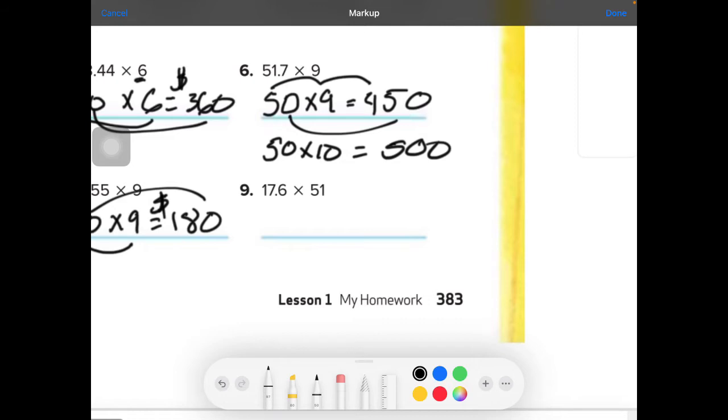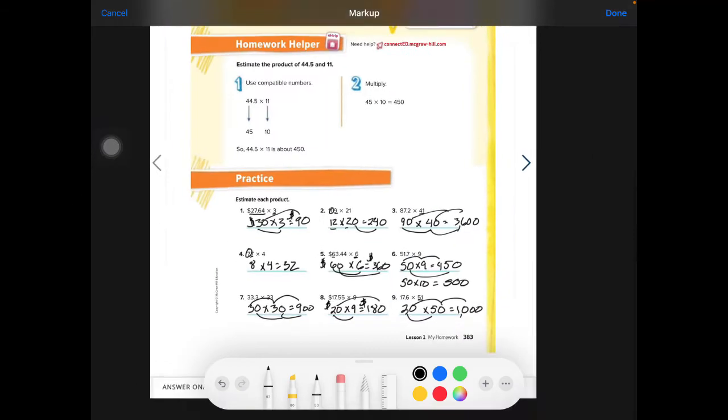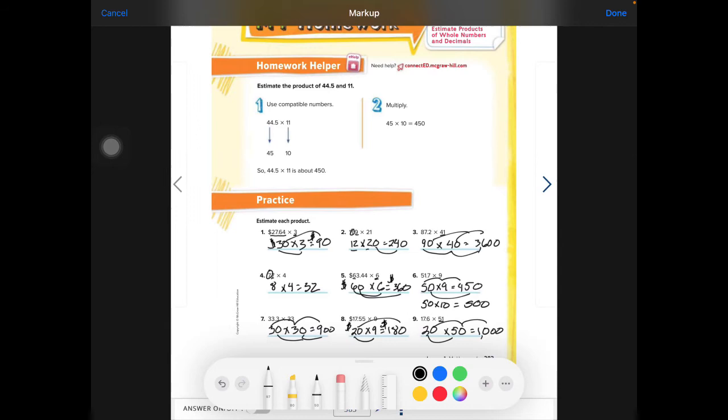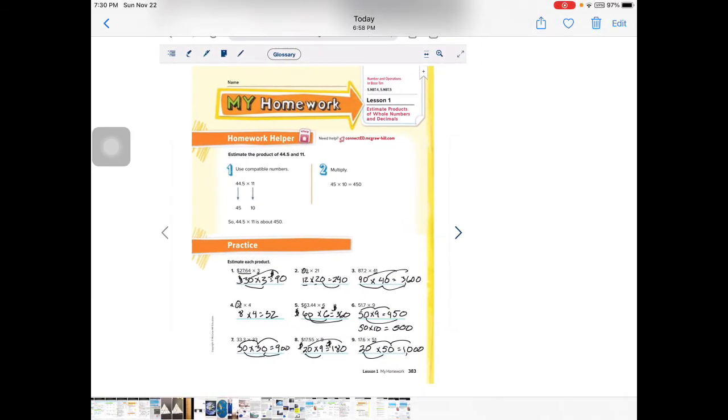Number 9, we have 17.6 times 51. Well, this one right here I know would look a lot better like that. And a number that would work well with that, I think I'll bump it up to 20. Because then I can easily go like this: 2 times 5 is 10, and bring both of those zeros over. And I have 1,000 as my answer. All right, there you go. Check your answers.